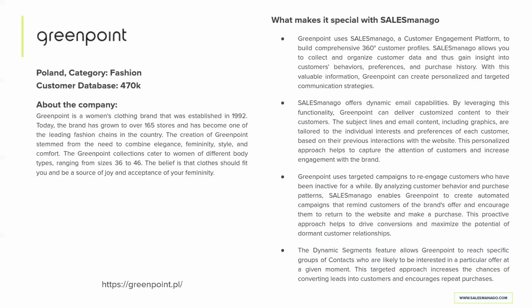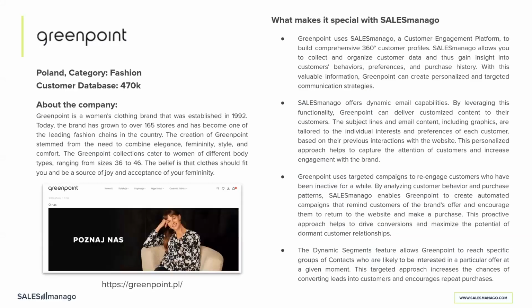So yeah, that's Converse. Another brand, a fashion brand from Poland, Greenpoint. They wanted to use dynamic emails. They wanted to make beautiful targeted campaigns to re-engage customers who had been inactive for a while, which is win-back campaigns. And they wanted to use customer behavior and purchase patterns to tap into customers' liking. They wanted to use dynamic segments to reach specific groups and offer them the right content, the right products, at the right time.